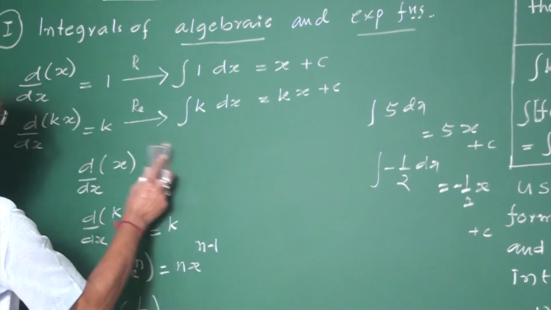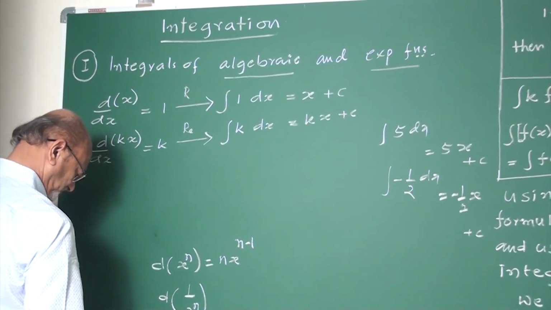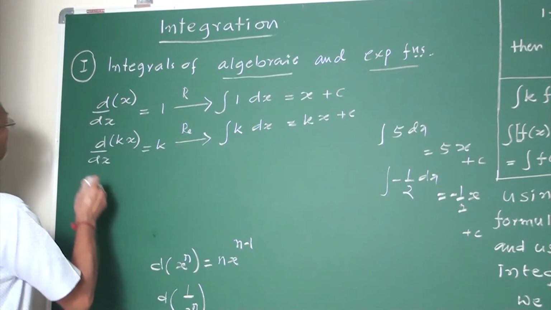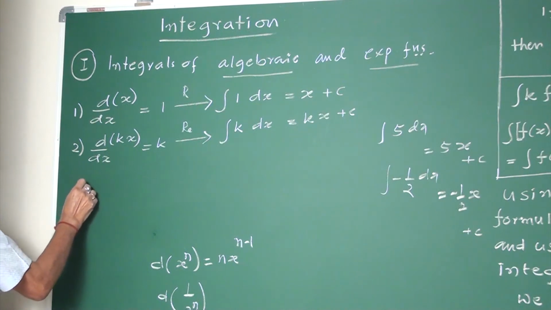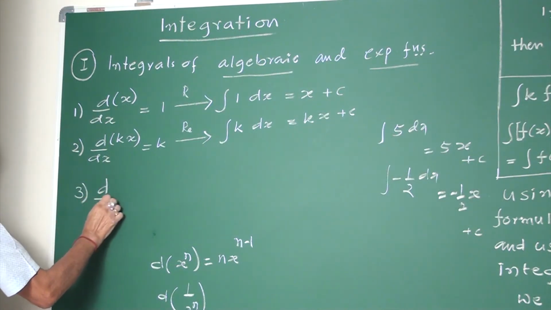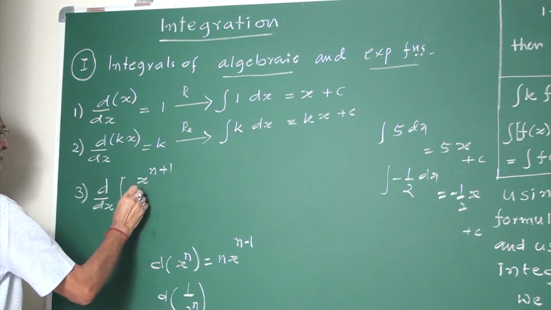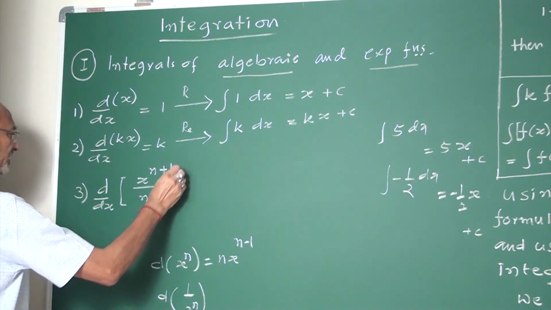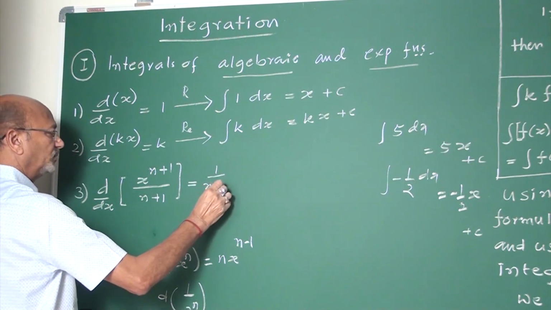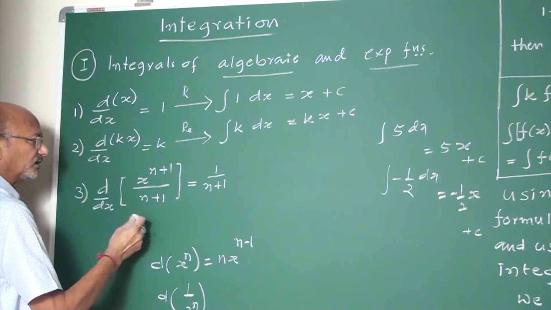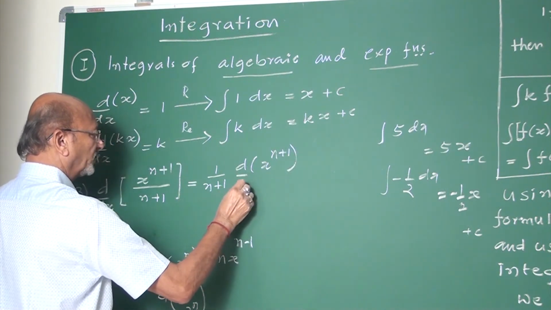Yes, my friend. Next one. This is 1, this is 2, this is 3, my friends. d by dx of x to the power n plus 1 upon n plus 1. I consider 1 upon n plus 1 as a constant coefficient. The constant coefficient remains. Then, for your sake, I am writing this step: d by dx of x to the power n plus 1 with respect to x.